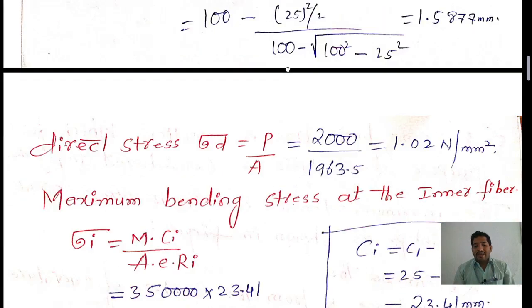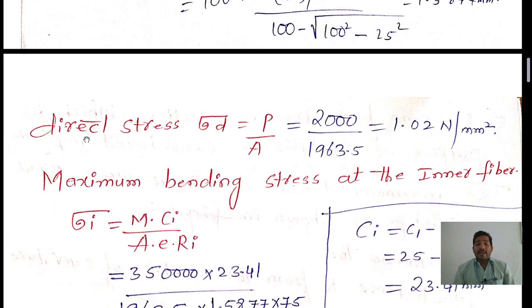So for that reason, I am using the direct stress formula, load per unit area. How much load is acting on the crane hook? 2000 load is acting on this crane hook. By area of this cross section, this circular section, is 1963.5. If you divide this whole value, then you will get the answer 1.02 Newton per mm square.